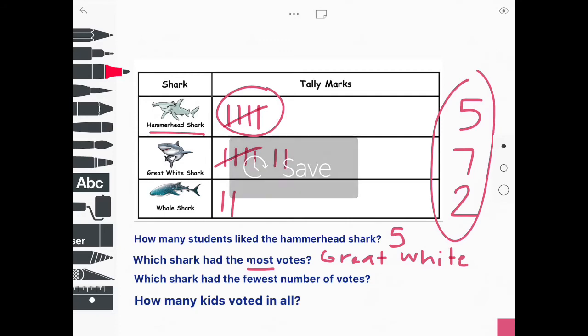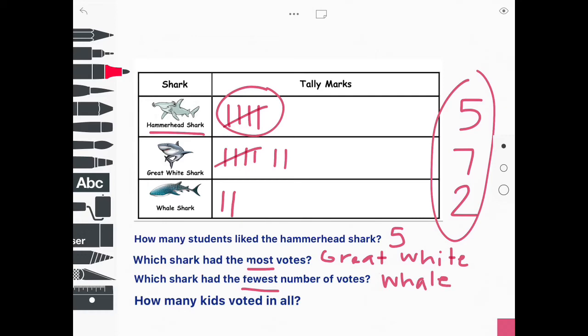My next question says, which shark had the fewest number of votes? Ooh, so my buzzword here is the word fewest. Take a minute and think about which shark had the fewest. If you said whale shark, you are correct. When we look at the numbers 2, 5, and 7, I know that my smallest number is the number 2, which means it had the fewest number of votes. So the whale shark had the fewest number of votes.